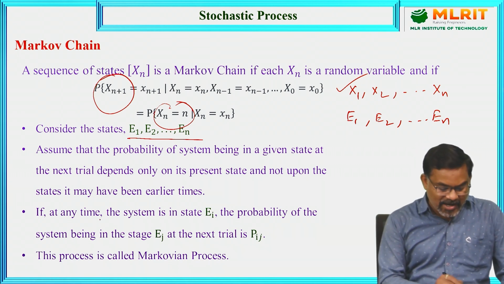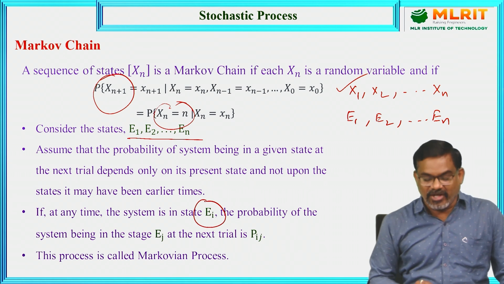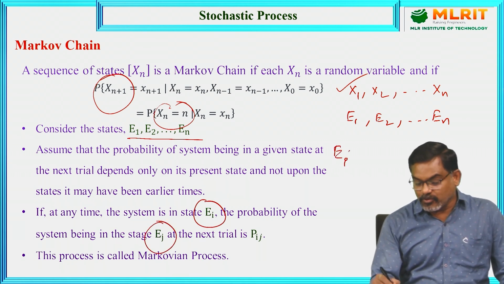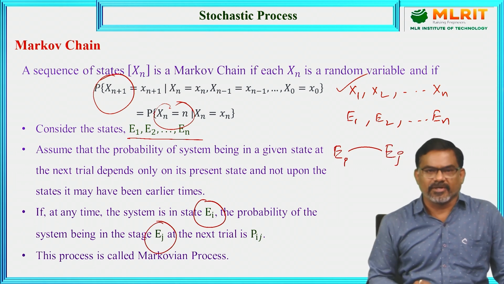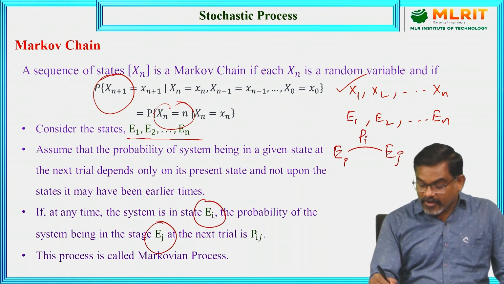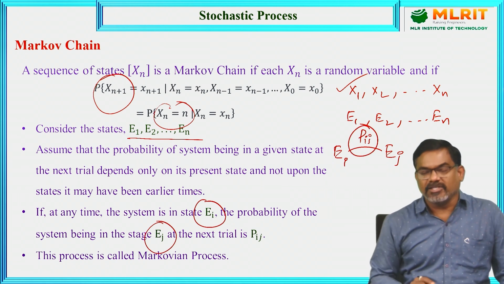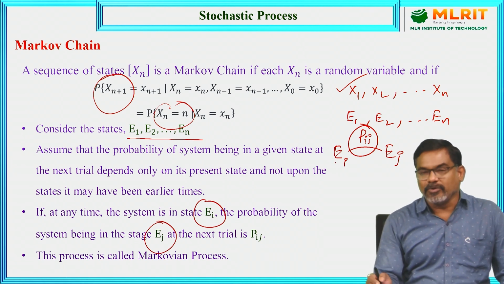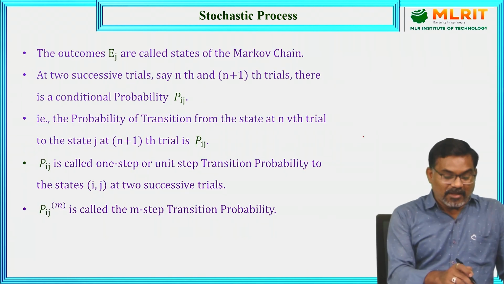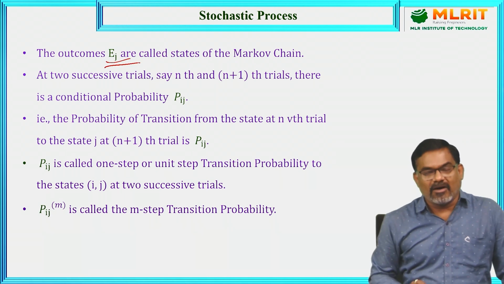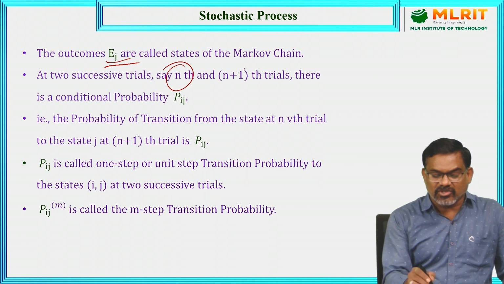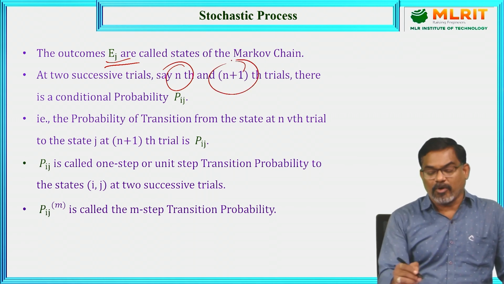So if at any time the system is in state Ei, the probability of the system being in the state Ej, from Ei to Ej transition, is with the probability Pij. So this Pij is called the transition probability and this process is called a Markovian process. So from state Ei to Ej, the probability is Pij. The outcomes Ej are called states of the Markov chain, and at two successive trials, for example say nth trial and n plus 1th trial, the conditional probability is Pij.